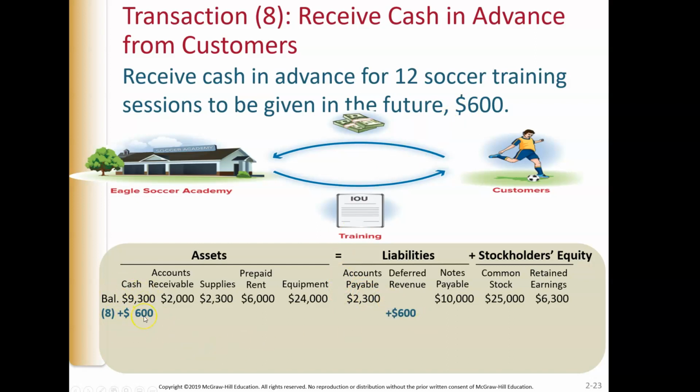So we got cash, $600. But we have something called deferred revenue. This is a new type of account for this chapter. Deferred revenue is not revenue. Deferred revenue is a liability. Sometimes it's called unearned revenue because we haven't earned it yet. We owe a service for this $600 before we can increase our revenues. So we increase cash because we got it, but we also increase a liability called deferred revenue. If we don't provide the training, we have to give back the cash.